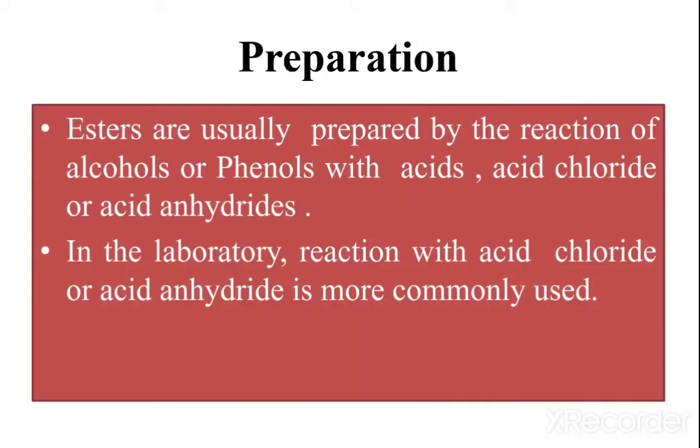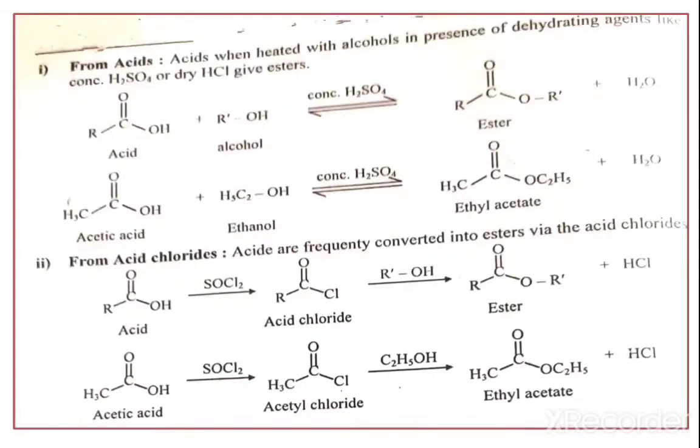Now the first step, preparation. So how will you prepare the ester here? The esters are usually prepared by the reaction of alcohol or phenol with acids, sometimes acid chlorides or acid anhydrides. That means the ester is prepared by the reaction of alcohols, phenol, acids, acid chloride or acid anhydride. And in the laboratory, the reaction with acid chlorides or acid anhydride is more commonly used. Now, first reaction from acid.